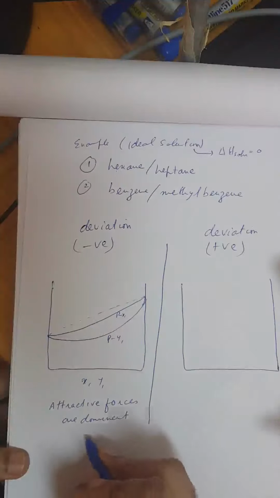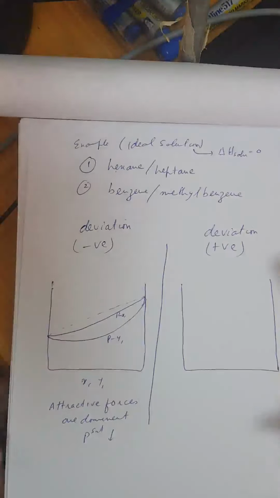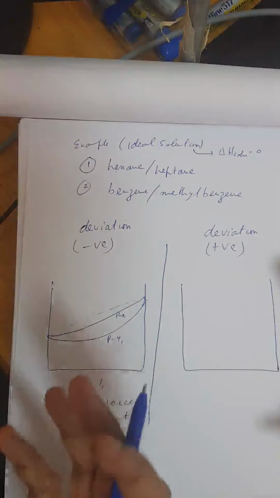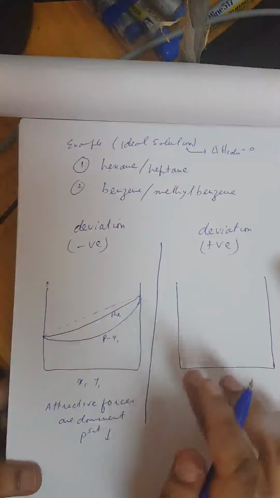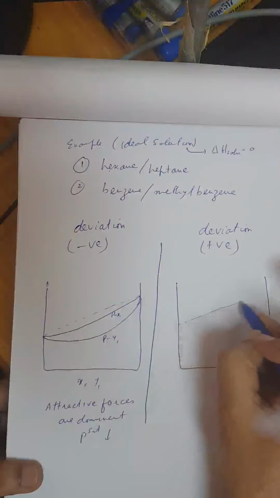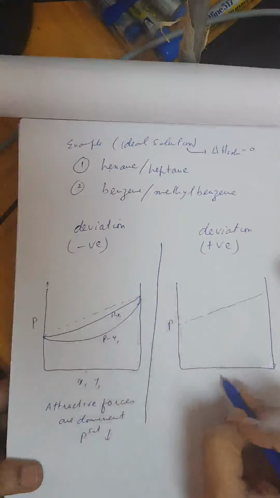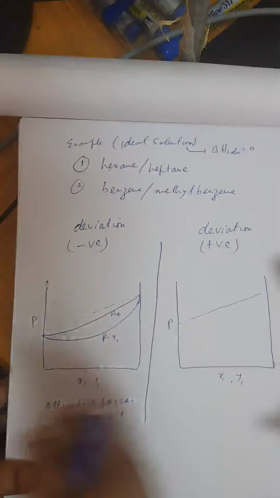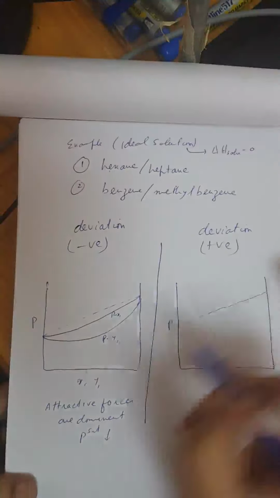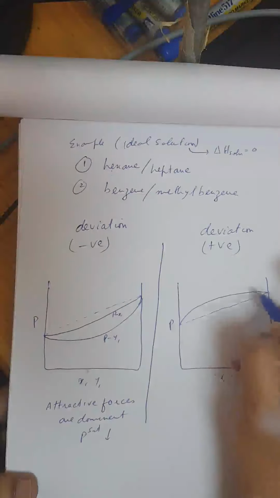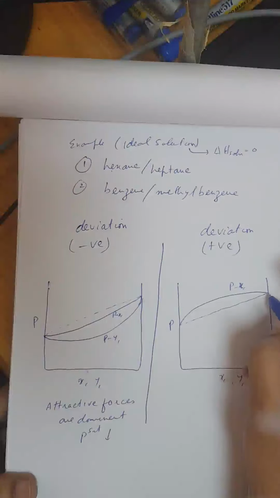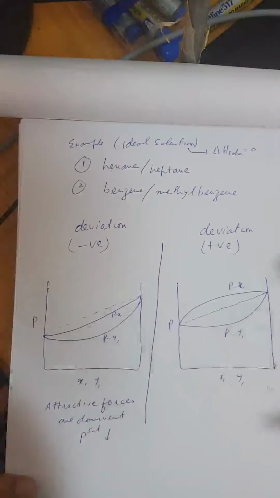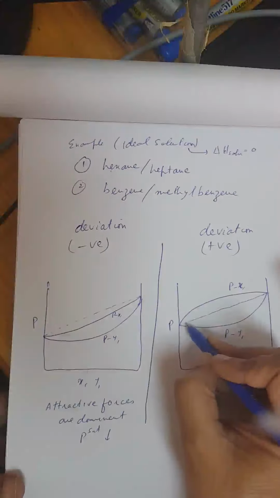When your attractive forces are dominant, your P sat will decrease. Because the molecules attract each other, your vapor pressure will go down, less vapor will go up. Similarly, if you talk about the positive deviation, this is the ideal line. Here we have P, x1, y1. Then your Px1 will be up, Py1 will be down. So in that case, this is the ideal line.